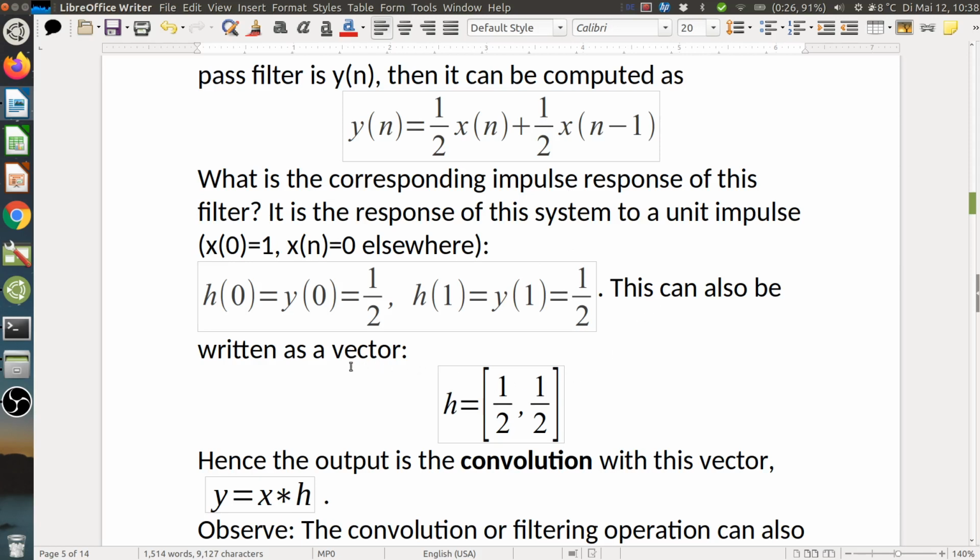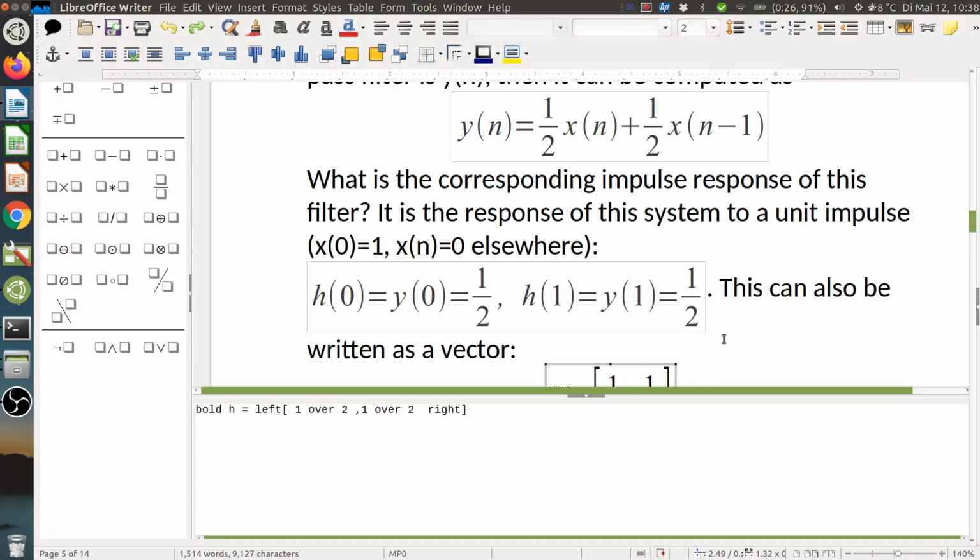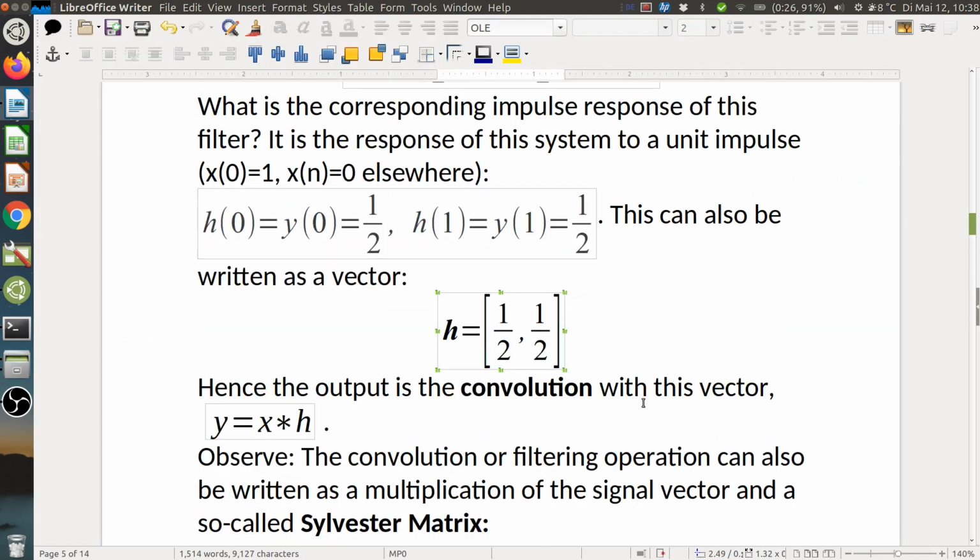So this can also be written as a vector. So here this vector now is h, and it contains the impulse response. And since it's a vector, it should actually be boldface to be consistent. So here we have this vector now, boldface. So it contains those two coefficients, 1/2, 1/2, the ones that we computed here, and the rest was 0.